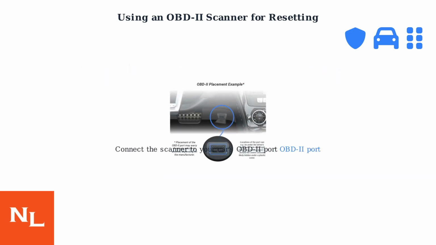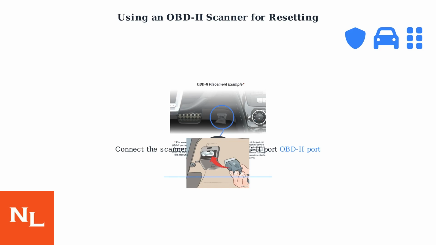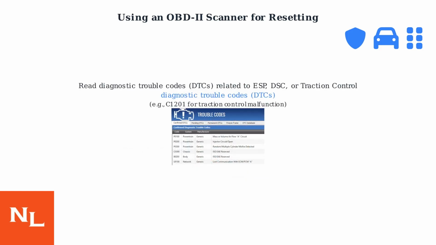The OBD2 port is usually located beneath the dashboard on the driver's side. Its position can vary by vehicle manufacturer, so check your owner's manual. Connect the OBD2 scanner to this port to begin the diagnostic process. Use the scanner to read any diagnostic trouble codes related to ESP, DSC, or traction control systems.